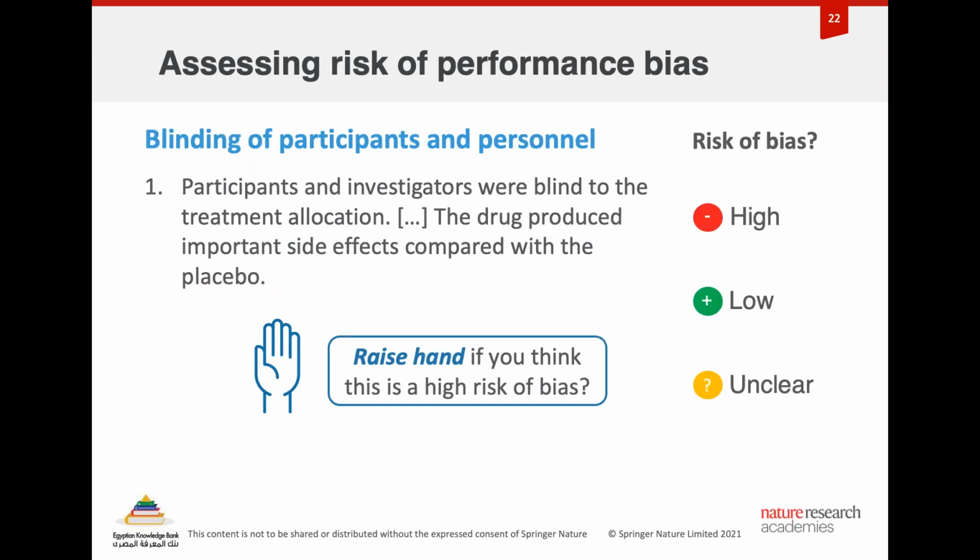So next we're going to look at blinding of the participants and personnel. Participants and investigators were blind to the treatment allocation. The drug produced important side effects compared with the placebo. Raise your hand if you think this looks like a high risk of bias, that either the patient or the investigator will clearly know what intervention they're receiving.